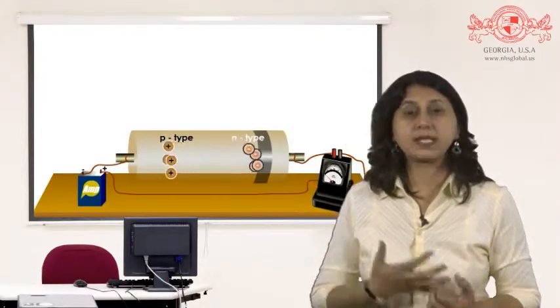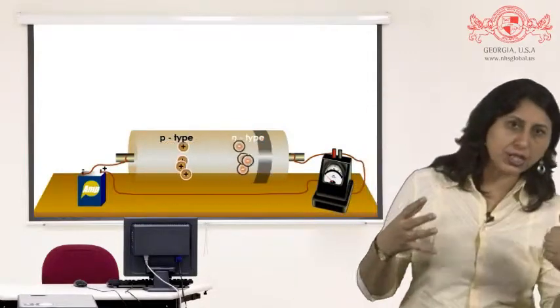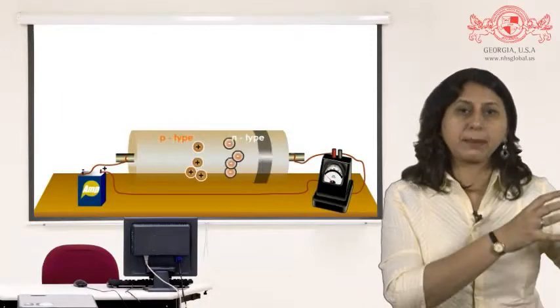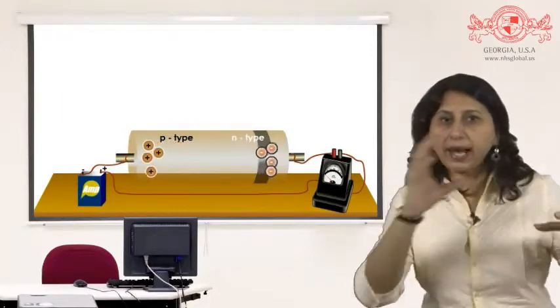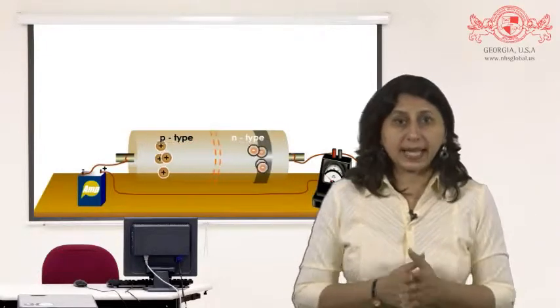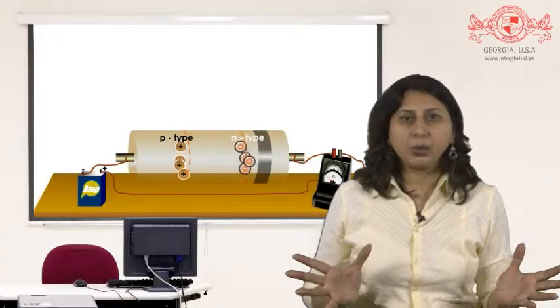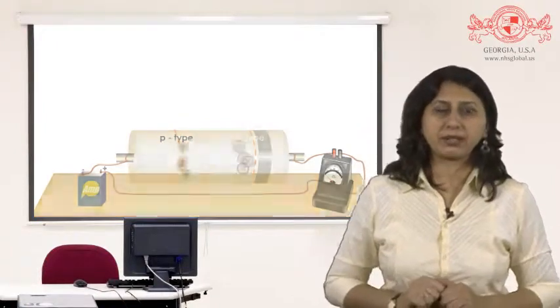This is because the negative electrons in the N-type region get attracted to the positive terminal of the battery, and the positive holes in the P-type region get attracted to the negative terminal of the battery. That is, the reverse bias removes the majority carriers, which increases the potential barrier.